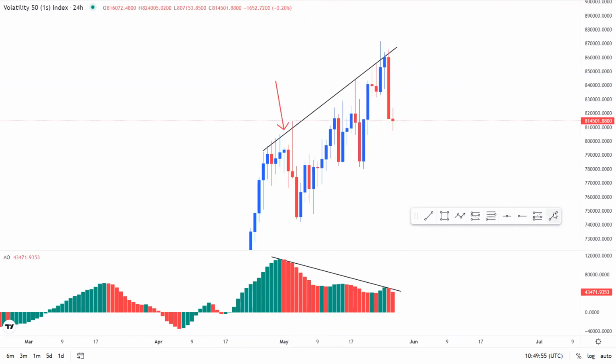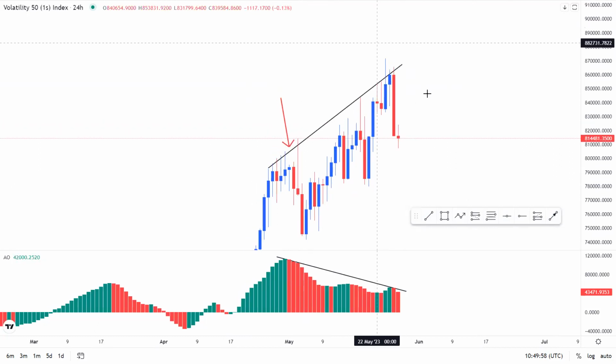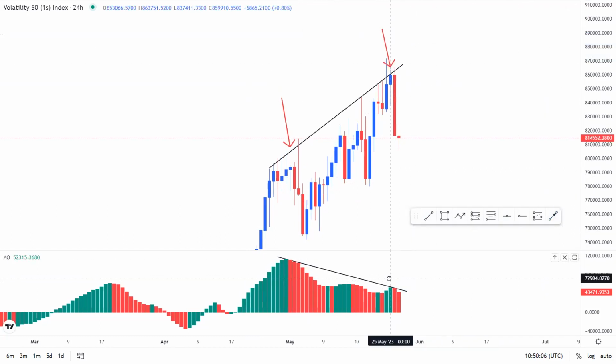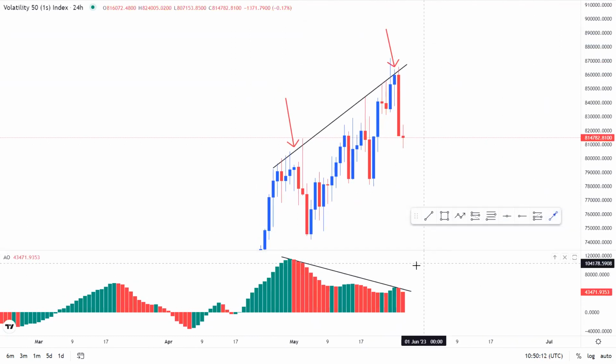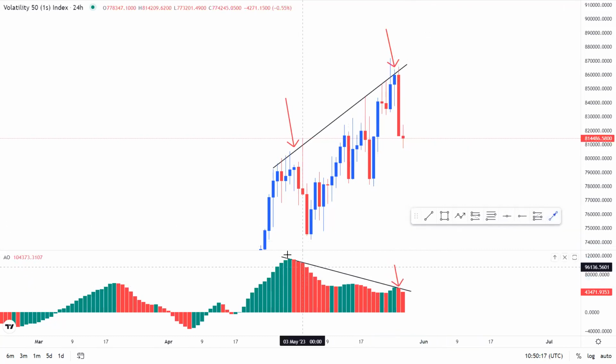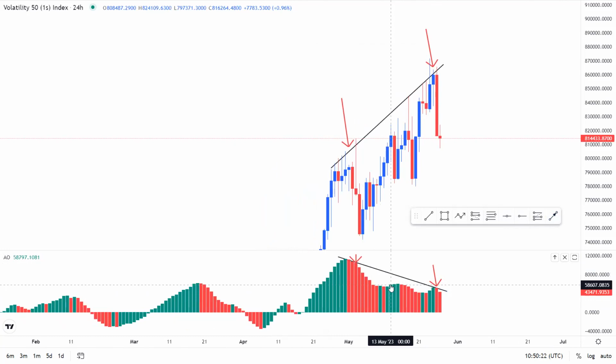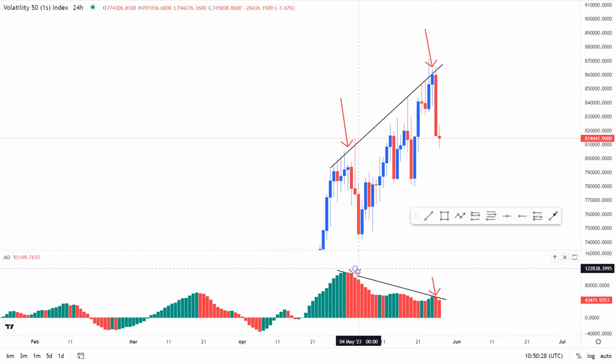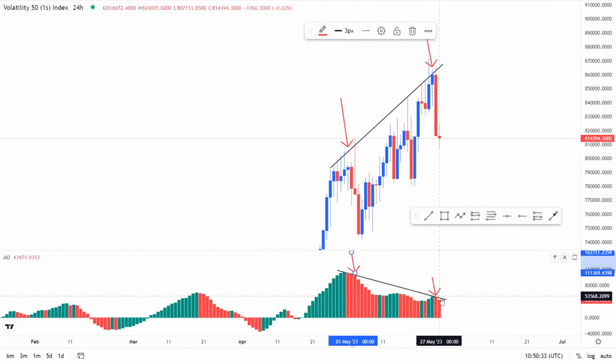While we had price presenting us higher highs, looking at the awesome oscillator, the reverse is the case. We have a case of lower highs being presented here. And this is an example of a clear divergence.